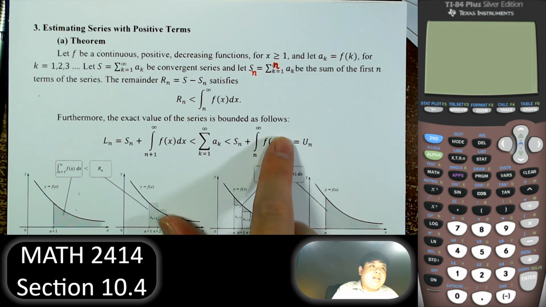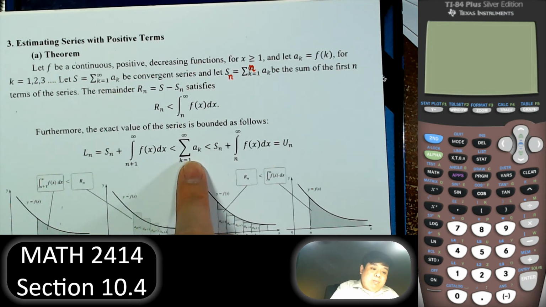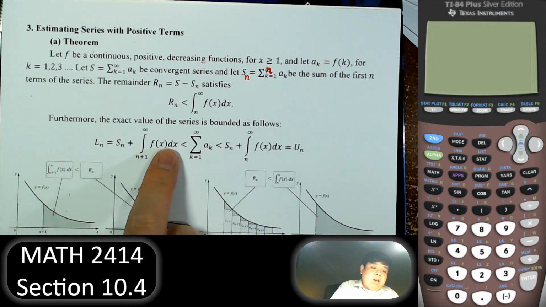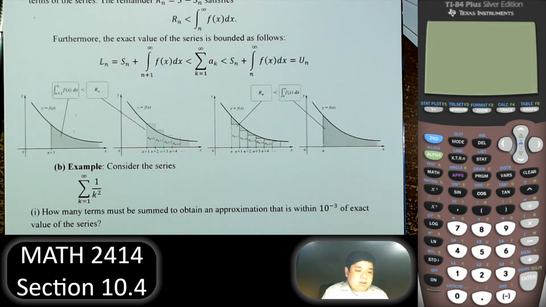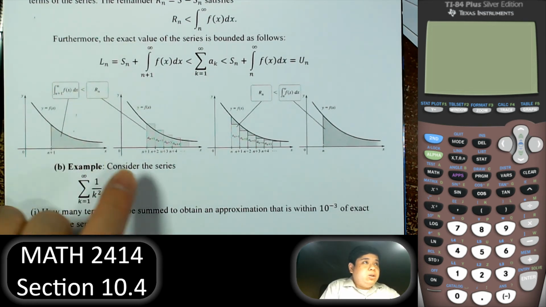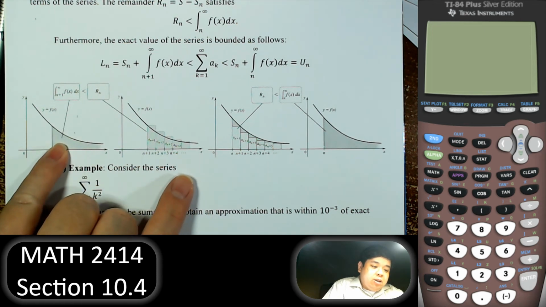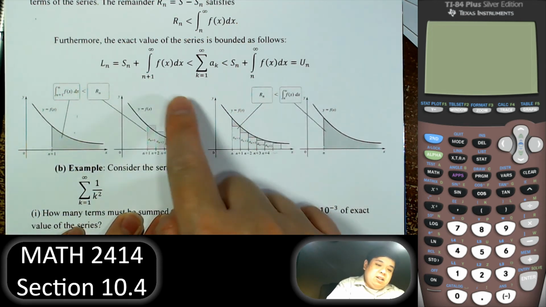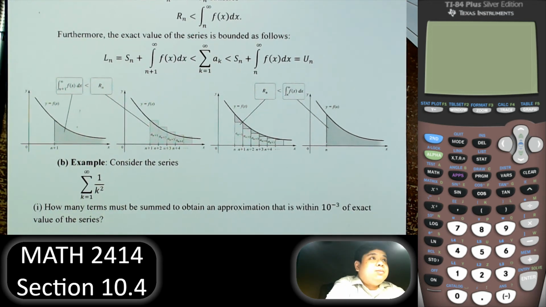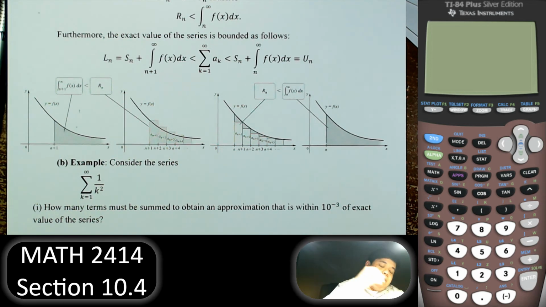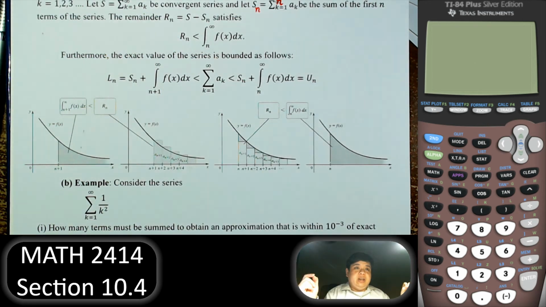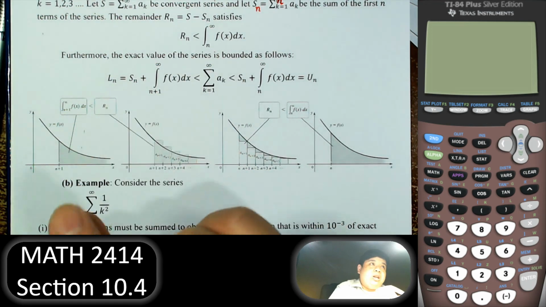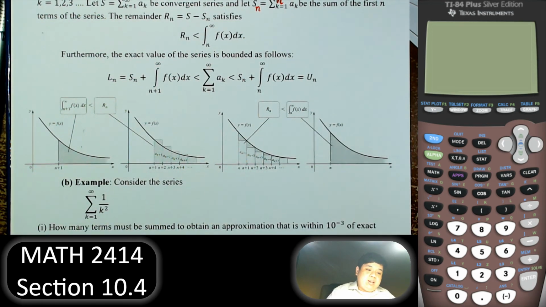Furthermore, if we solve for that, the series will be bounded between the partial sum plus that and the partial sum plus that. Right, so we say the actual integral plus s of n. Once again, the remainder, the difference between the infinite series and the partial sum, satisfies this condition, and we have the bound like this.